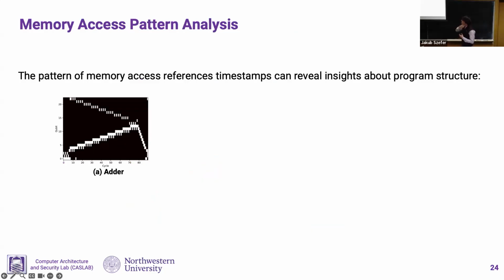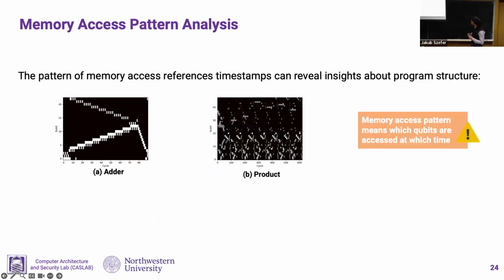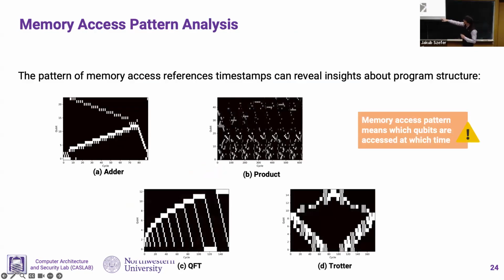So in the graphs you see the time and then which qubits are being accessed, and this is tracking 2-qubit operations. Each bar is like 2 qubits. We call it a memory pattern, but it's really sort of timing access. You can see that for different quantum circuits, like a quantum adder or a quantum multiplier or a quantum Fourier transform or a Trotter circuit, they clearly have patterns in the way they access the qubits.